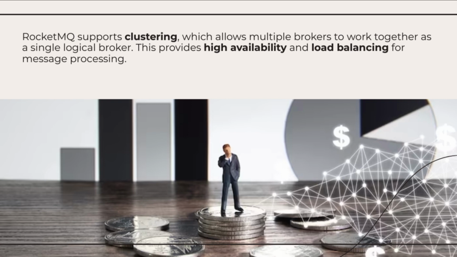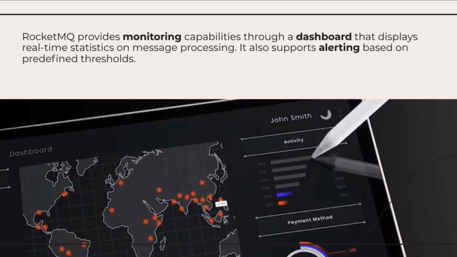14. Message replay and compensation. RocketMQ provides the ability to replay and compensate for messages. It allows users to replay messages from a specific offset or time to reprocess them in case of failures or errors. This feature is particularly useful in scenarios where data consistency is crucial, and it provides a way to recover from failures without data loss.